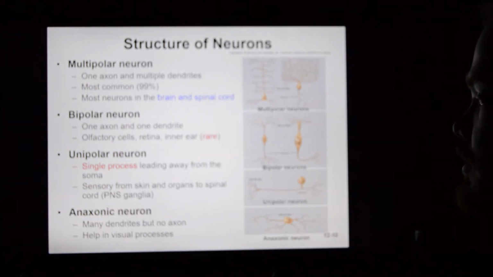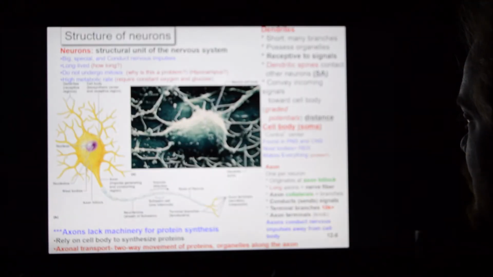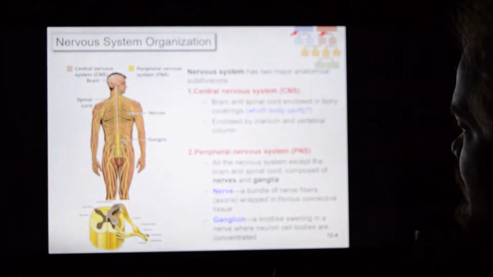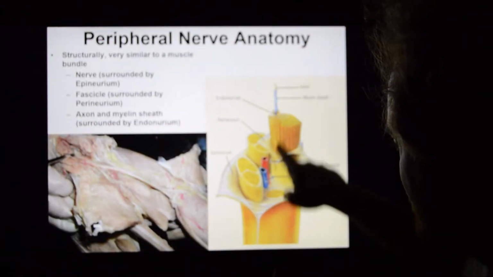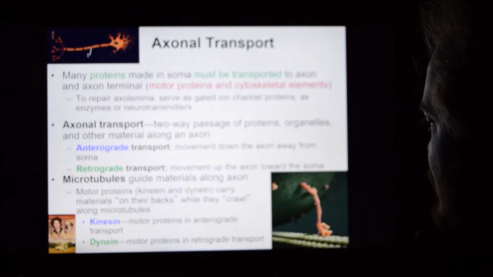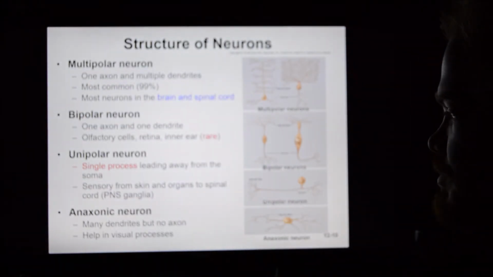All right, so what are these? These are the neurons of the peripheral nervous system. When we talk about these big ganglia and all these nerves coming out and all the axons coming through here, those are all going to be unipolar neurons. They're all unipolar neurons.